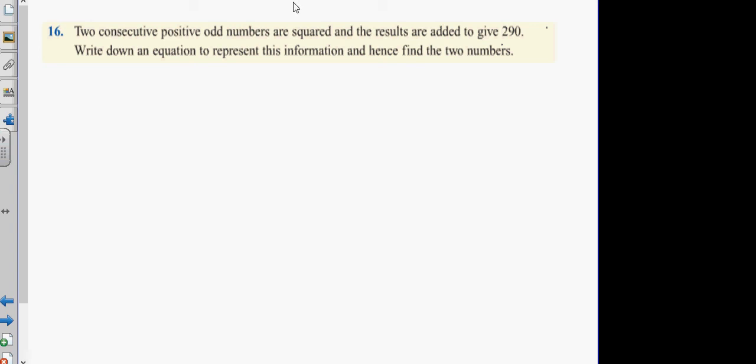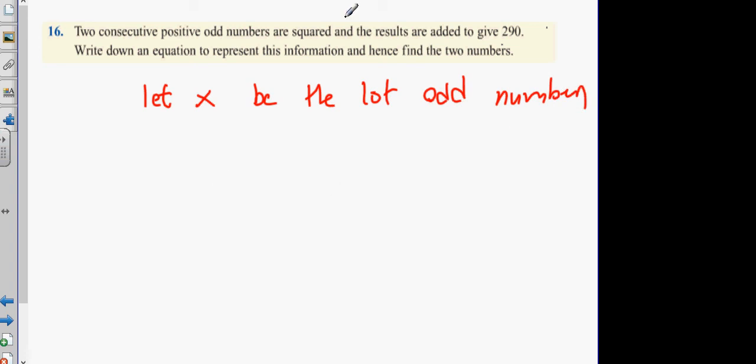2 consecutive odd positive numbers are squared, and the results are added to give you 290. So what you can say is, let x be the first odd number, or the smaller odd number, as the case may be. So what is the difference between odd numbers? If I wrote down 1, 3, 5, 7, the difference is 2. So if I say x is the smaller odd number, what's the next odd number? x plus 2.